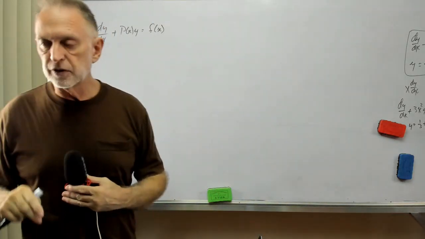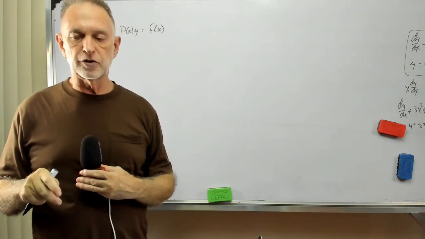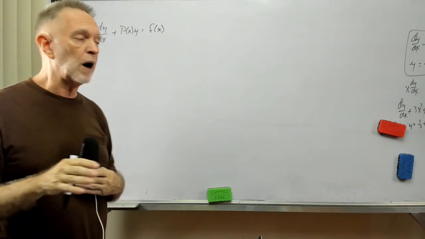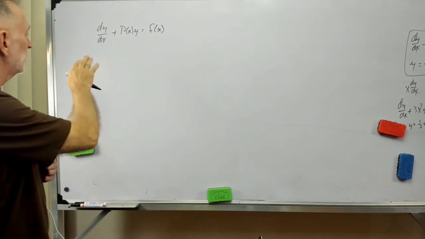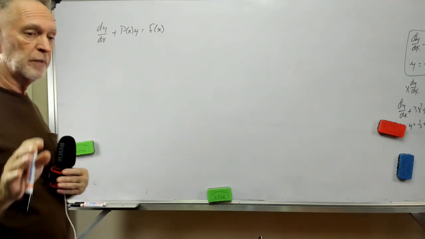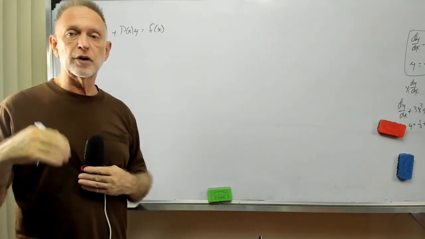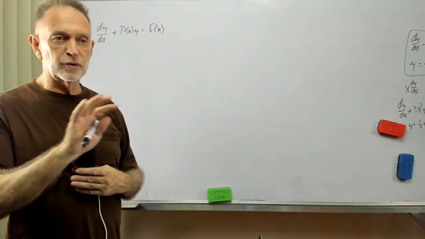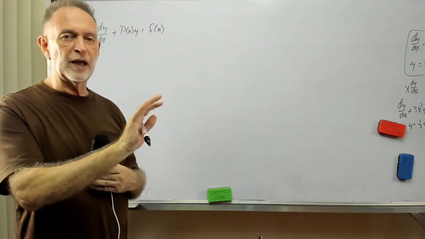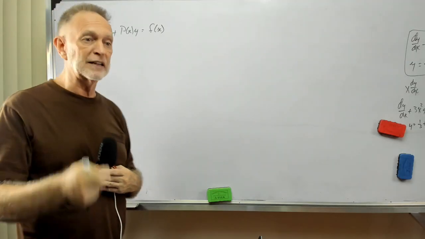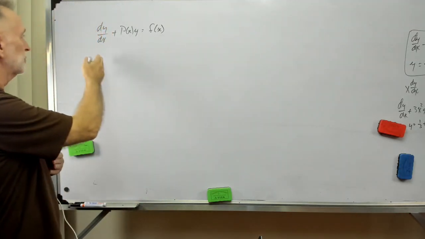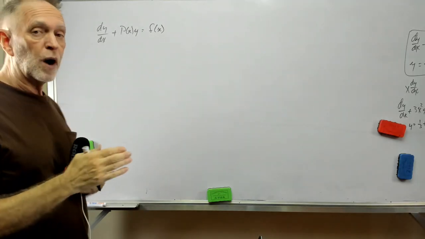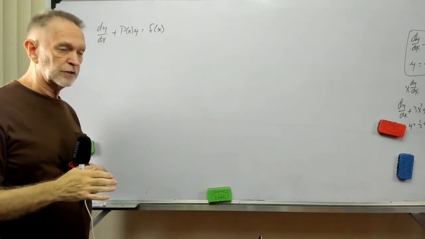This time this is a linear first order differential equation, and it's linear in the variable y. As we mentioned in a previous video, when you look at differential equations, you're trying to get them into a specific form if you can, so that you have a way to try to solve them. In this case, the form is dy/dx plus p of x times y equals f of x.